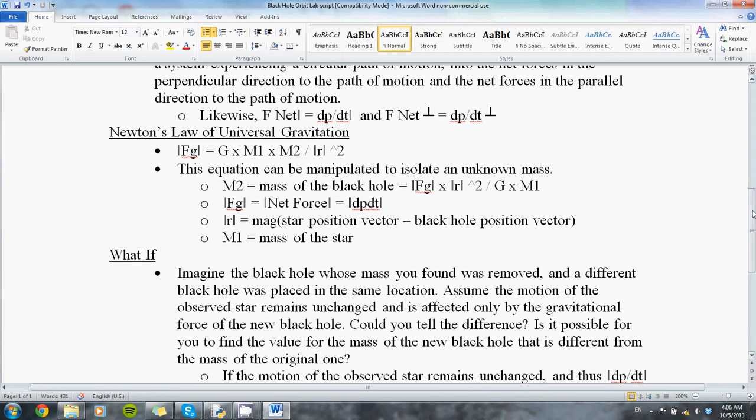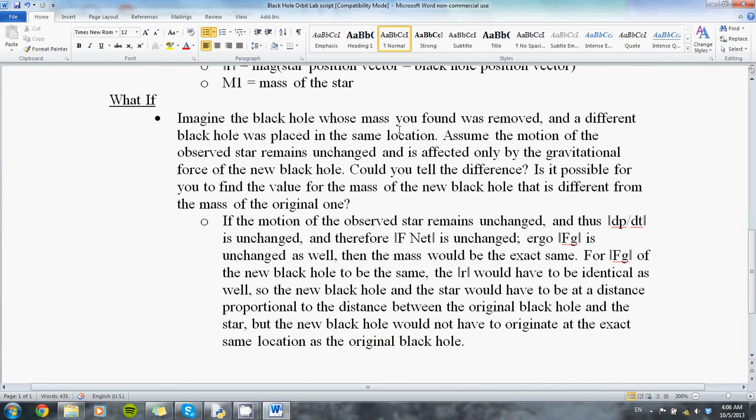To answer the what-if question, I've typed it out again right here. If the motion of the observed star remains unchanged, and thus the magnitude of dp/dt is unchanged, and therefore the magnitude of the net force is unchanged, ergo the magnitude of the force of gravity is unchanged as well because they all equal one another, then the mass would be the exact same. For the magnitude of the force of gravity of the new black hole to be the same, the magnitude of the position vector would have to be identical as well.